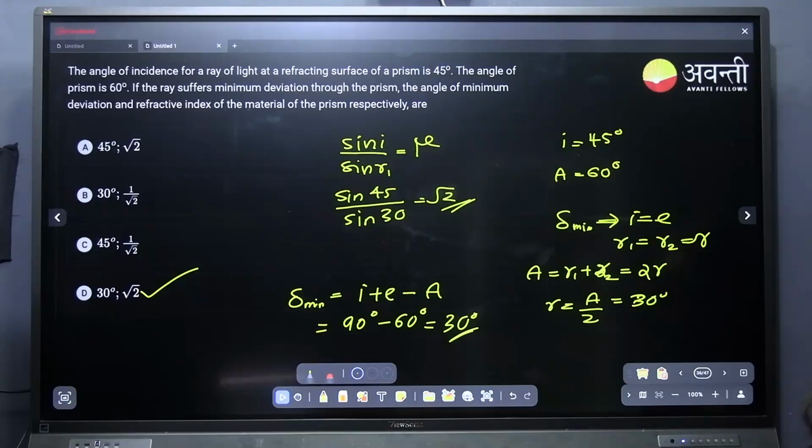Is it clear? Is there any doubt in this? Okay, let's move on to the next question.